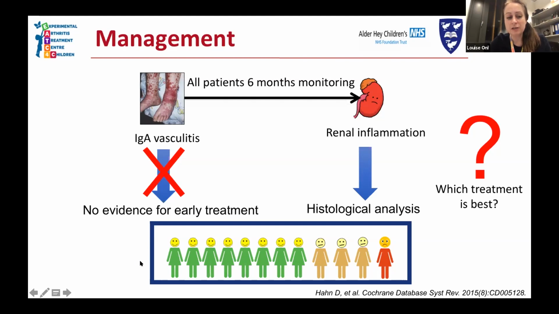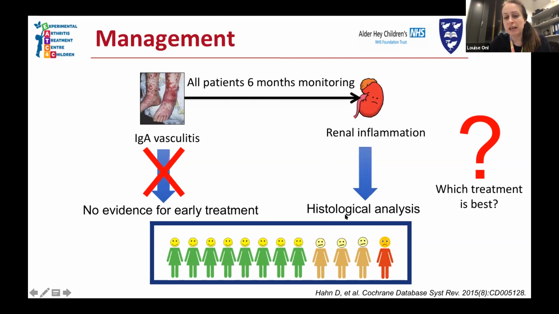And actually these studies have been negative, and at the moment there's no evidence that early treatment with corticosteroids will prevent patients getting renal inflammation. And so patients do not receive any treatment prior to the histological analysis in current practice.